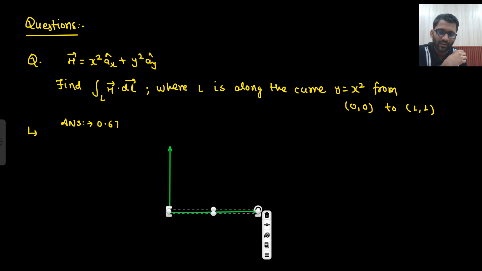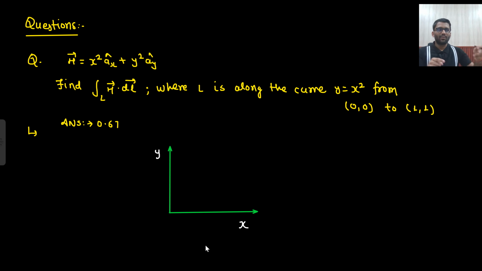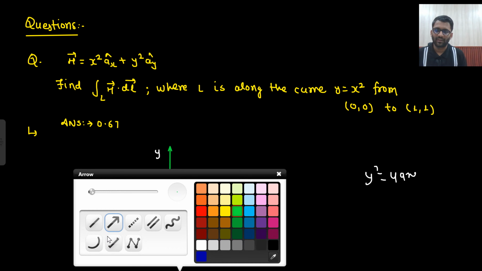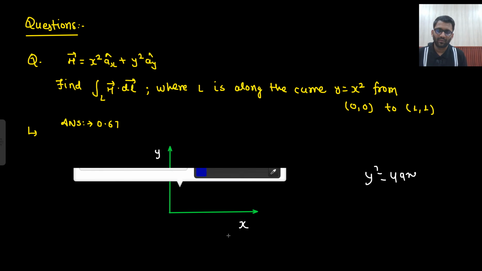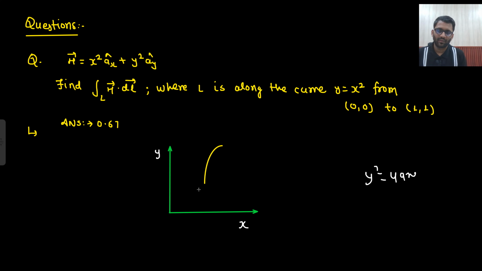So this is your y coordinate, and x. So y equals x square, compared to x square equals 4ay. Sorry, y equals 4ax. This curve I know. This will look like this. So y equals x square will look like this, right? So I can make it better. This will be your y equals x square.